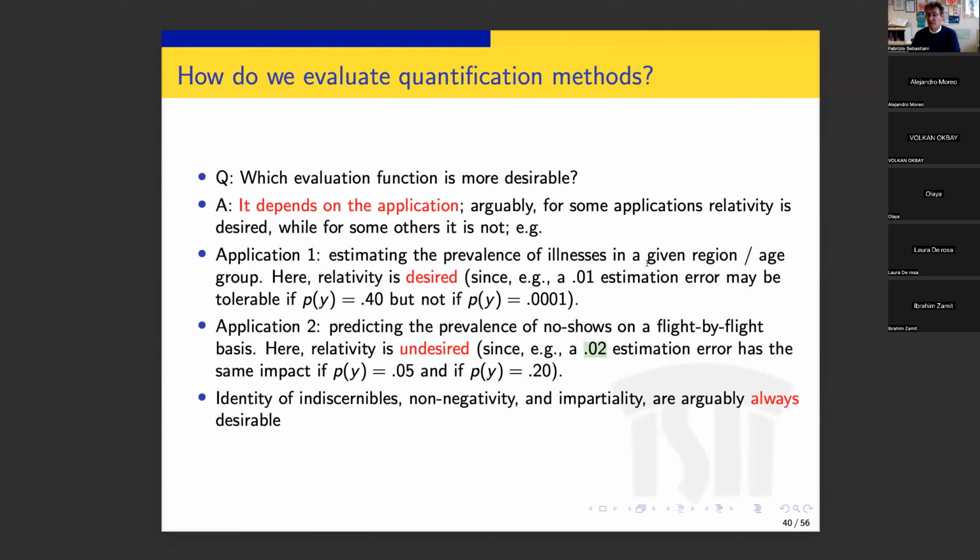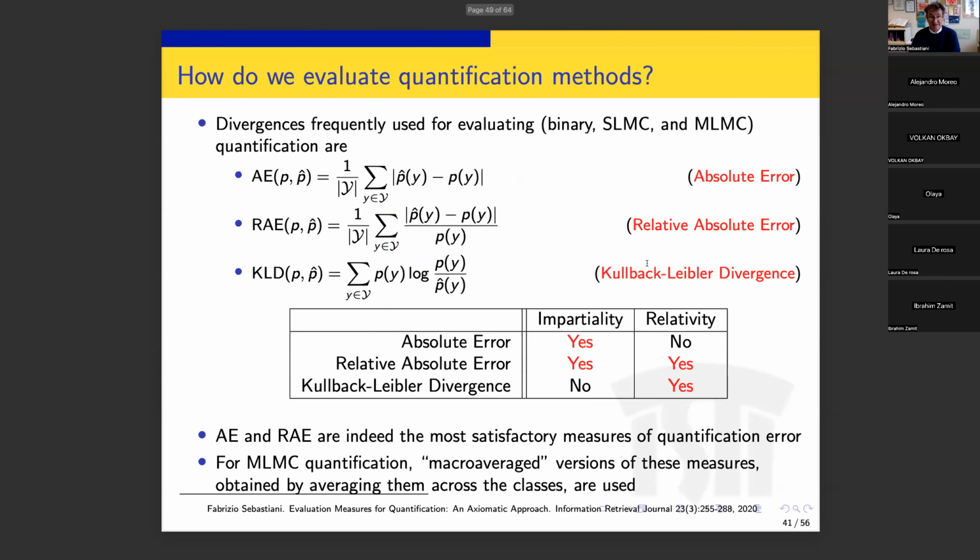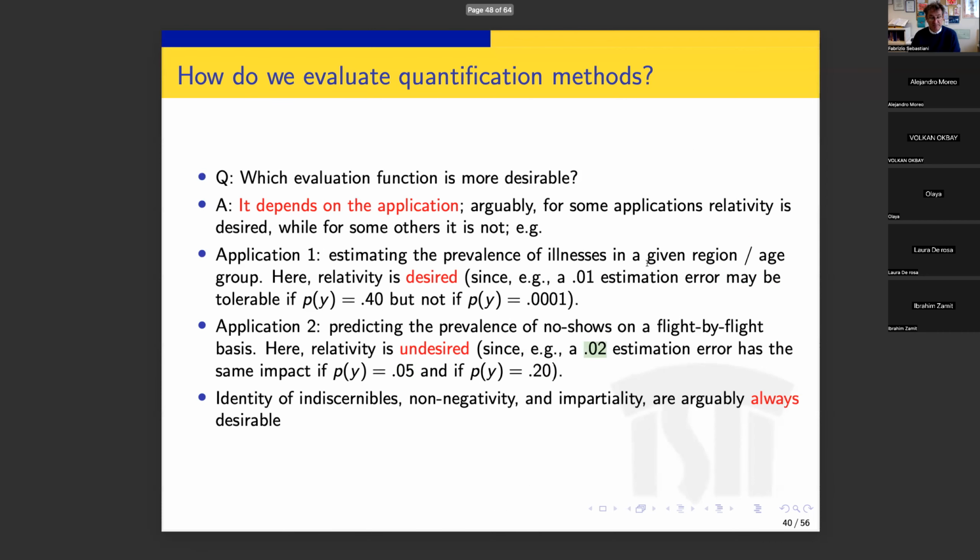Instead, the other 3 properties that we discussed, identity of indiscernibles, non-negativity, and impartiality, are always desirable. Okay, I think I'll stop here. Our time has ended. In the next class, I will finish discussing actual evaluation measures, and I will start discussing evaluation protocols, after which Alejandro will start presenting quantification methods.